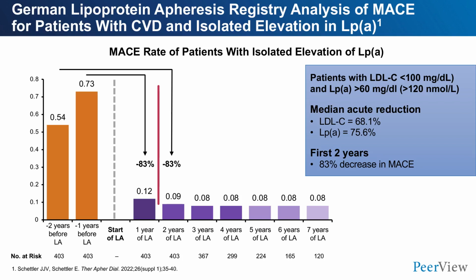And you can see this is their event rates before starting apheresis, and after 1 or 2 years, their event rate dropped by 83% and was sustainable throughout that time period. So not only lowering it acutely, chronically it stays stable with these patients by treating them with this lipid apheresis.